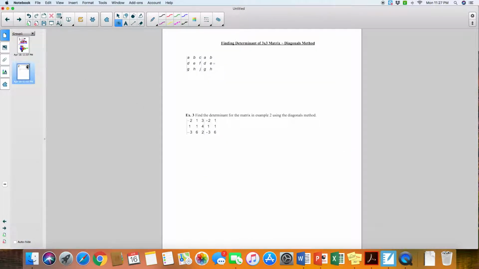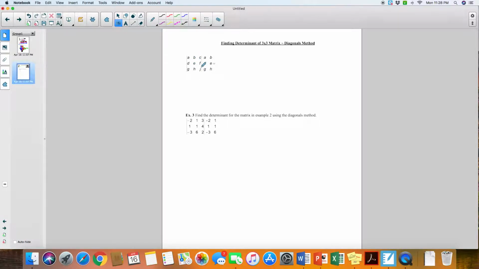All right, so the diagonals method. All right, so find the determinant of a 3 by 3 matrix using the diagonals method. So to do the diagonals method, what you would do is you would take your matrix, right? And so the matrix that they would give us would not have these 2 columns right here, right? So imagine these 2 columns were gone. It would just be this matrix with A, B, C, D, E, F, G, H, and J.